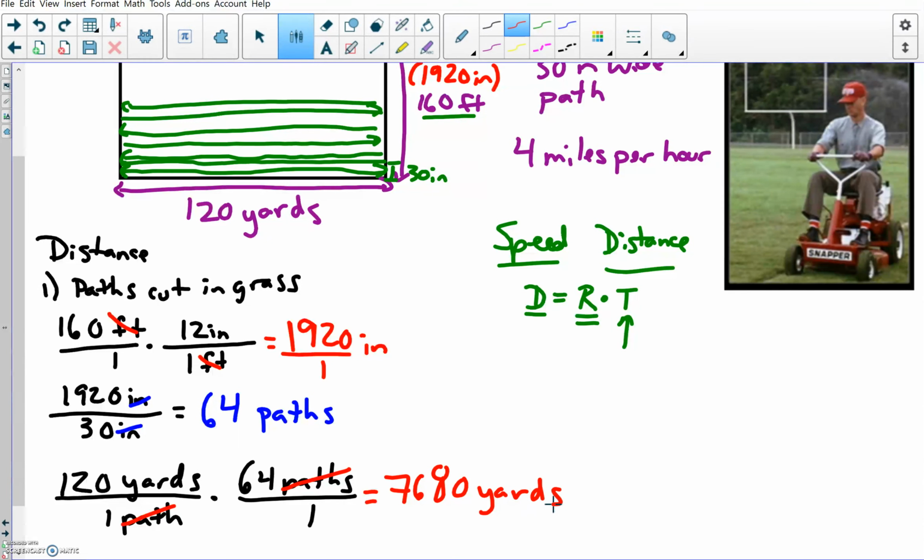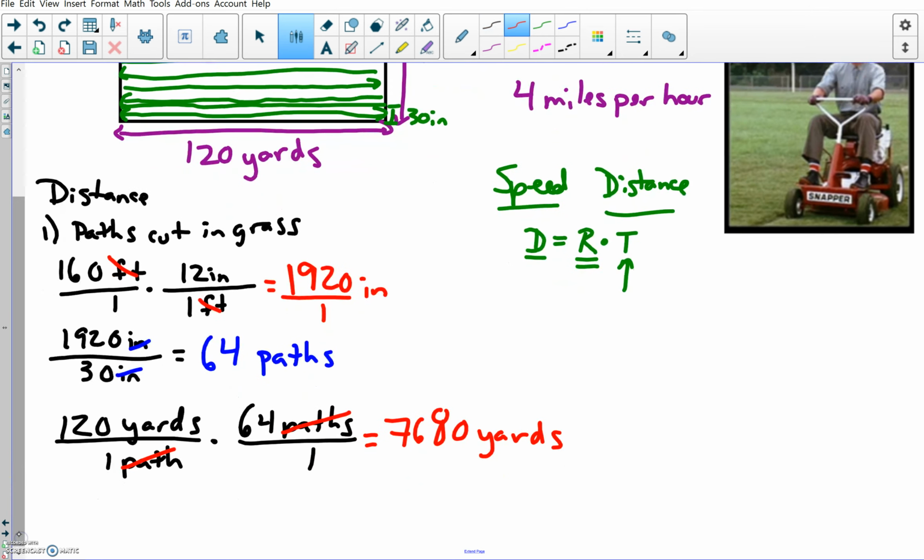So I know the distance. I know my rate. But again, we have this disconnect between my units. My distance is in yards, my rate's in miles per hour. So probably the easiest conversion would be changing the yards. So that's going to be the next step, is to change yards into miles. So 7,680 yards. Let's just stick it over 1 to make it a fraction. We want to change into miles.